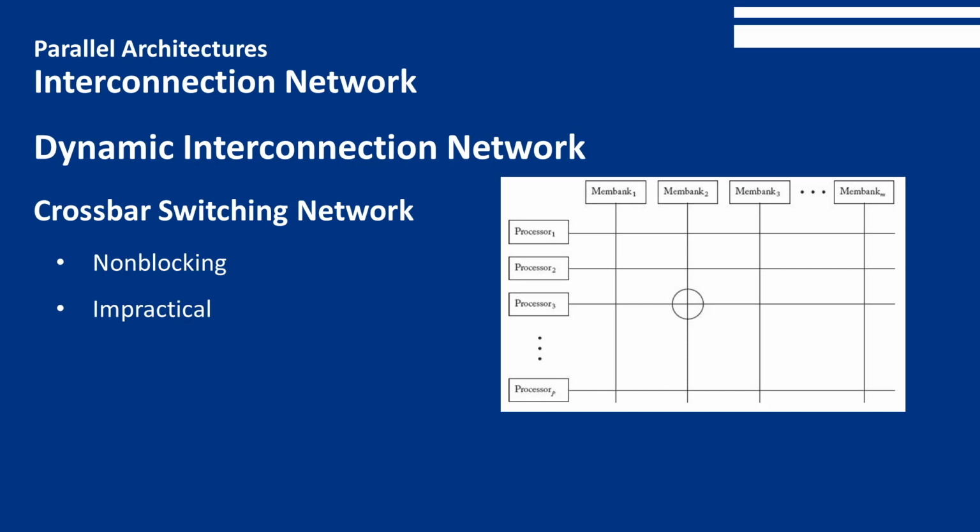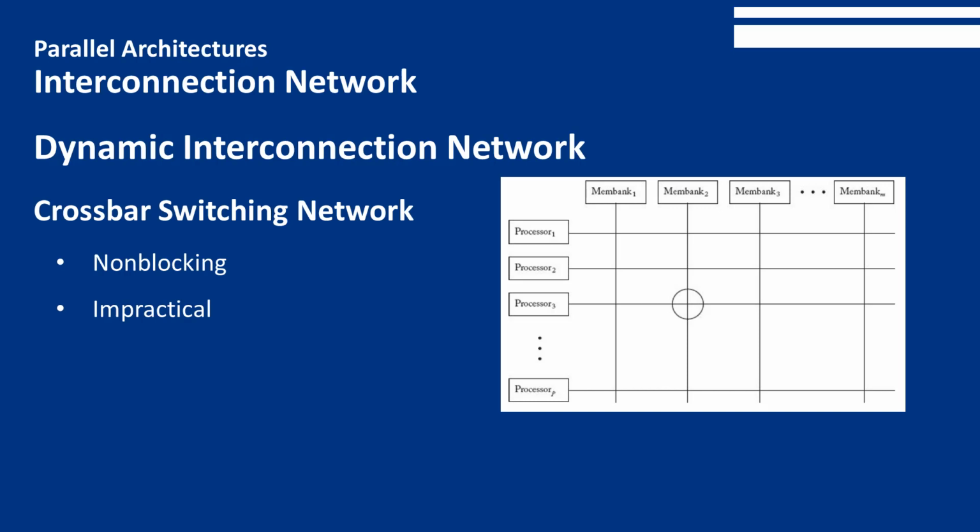This network is called dynamic because the connection between a processor and a memory bank is made dynamically when a switch is closed. A crossbar switching network is non-blocking. That is, the connection of one processor to a given memory bank does not block the connection of another processor to another memory bank.